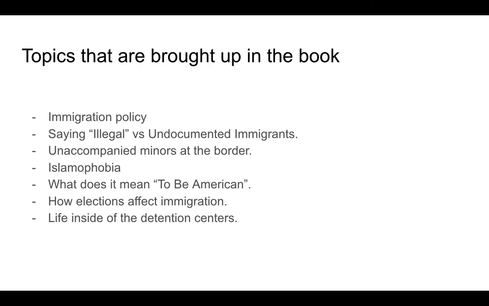Perfect. So topics that are brought up in this book specifically, you'll see a lot on immigration policy, such as saying illegal immigrants or illegal aliens versus undocumented immigrants and why that's so important to not say those words. Students would learn about unaccompanied minors at the border and laws surrounding those. It touches on Islamophobia. You can have discussions on what it means to be an American, how elections affect immigration, and then students will see an inside look at life inside the detention centers.